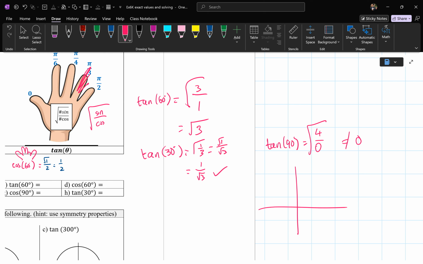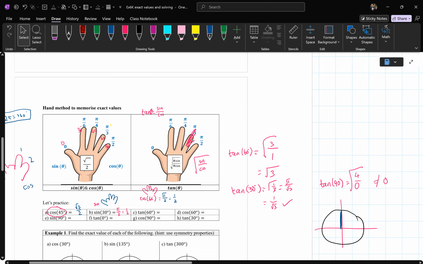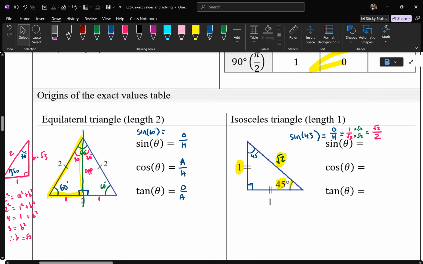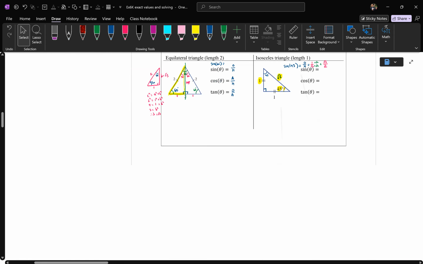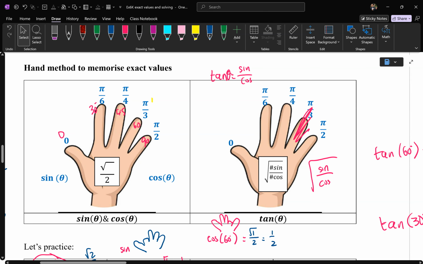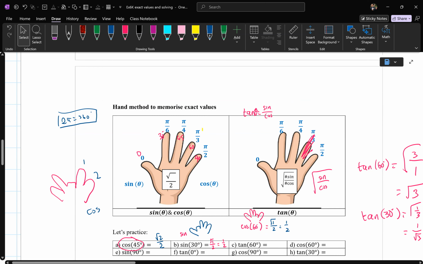Okay? Otherwise, if you use the unit circle, it would have been pretty obvious with a unit circle that a 90-degree point, that's a vertical gradient. So obviously it's undefined. Okay, so tan is the gradient of that radius line. That's another way to sort of see it if you visualize it. Okay? So far so good? Okay, so there's two ways to memorize this. You can either memorize it through the triangles, equilateral triangle versus isosceles, or the hand method. Okay? Either one. But it allows you to memorize the exact values. All right.